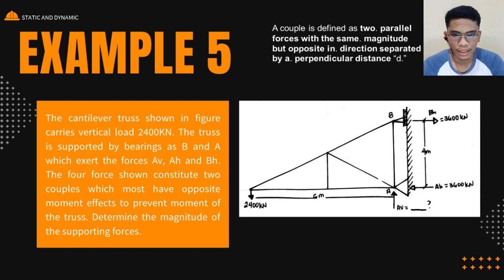So example number 5. The cantilever truss shown in figure carries vertical load of 2,400 kN.